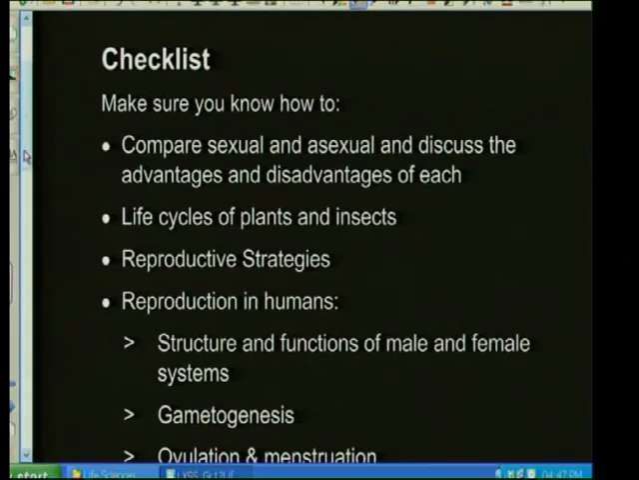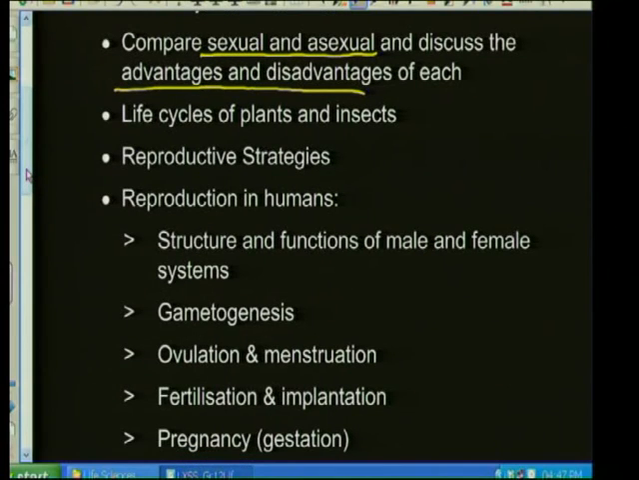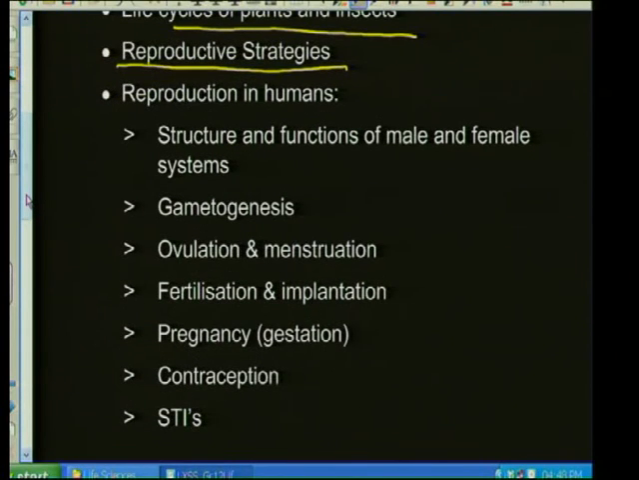What do you need to know? First and foremost, you must be able to compare sexual and asexual reproduction, and you must know the advantages and disadvantages of each. You must then also look at the life cycles of plants and insects. Then you look at the reproductive strategies employed by some animals. Then you've got to look at reproduction in humans under these headings: structure and functions of male and female systems, gametogenesis, how gametes are formed, and then we look at ovulation and menstruation.